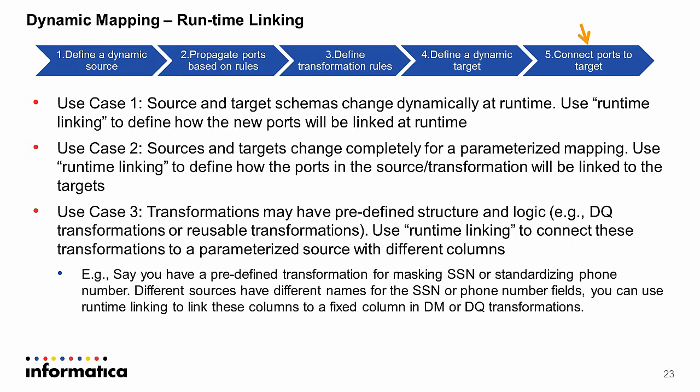transformations that have predefined structure and logic, specifically the DQ transformations or reusable transformations. You'd use runtime linking to connect these transformations to a parameterized source or target with different columns. So, for example, if you're standardizing an SSN or a phone number, different sources have different names for social security number form fields, and you can use runtime linking to link these columns to a fixed column in, say, the data masking transformation or the DQ transformation.